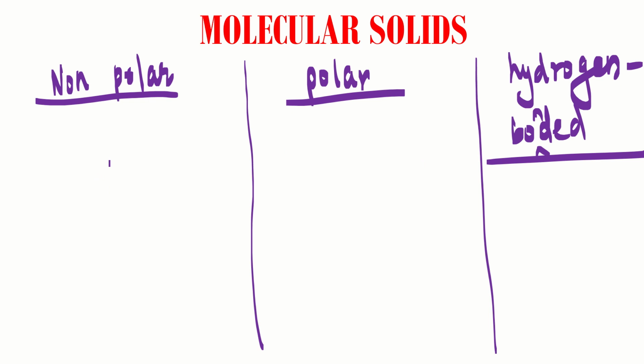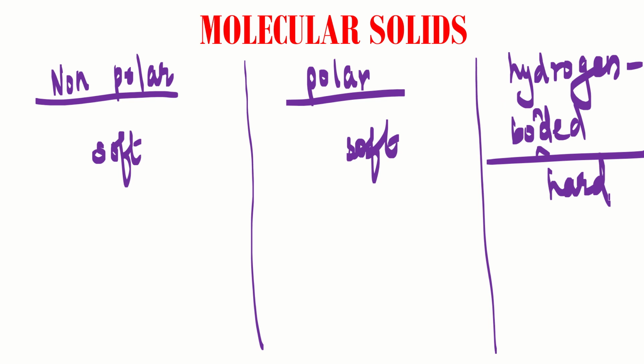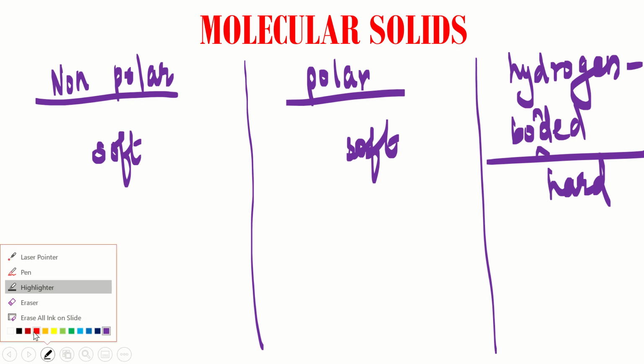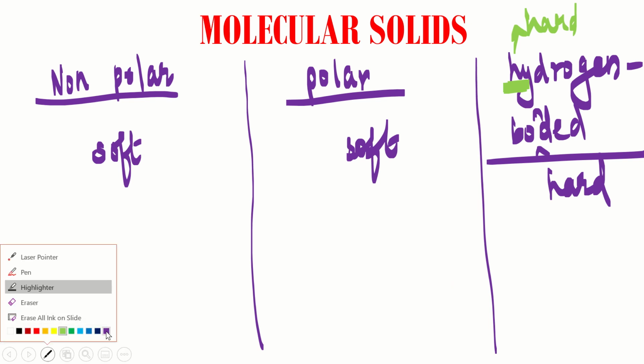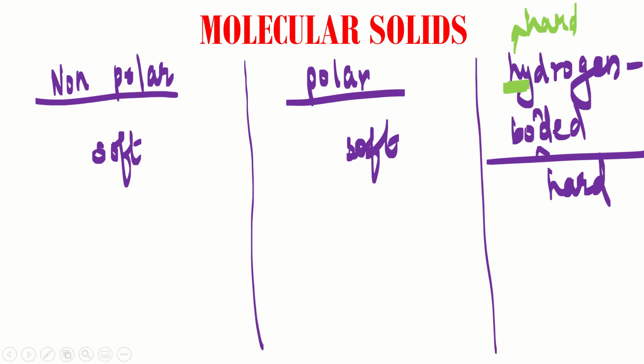Non-polar molecular solids are soft. Polar solids are also soft. Hydrogen bonded ones are hard. Now how can you remember that hydrogen bonded ones are the hard ones? See this, hydrogen starts with H and so it will be hard. You can remember it like that. It is simpler to study if you make some tricks along the way.